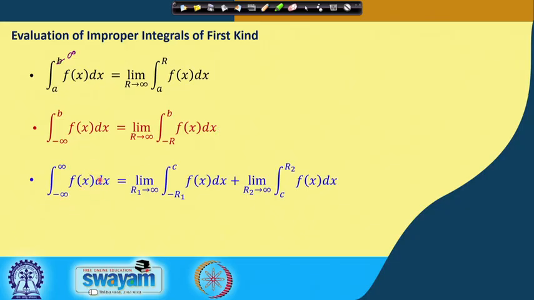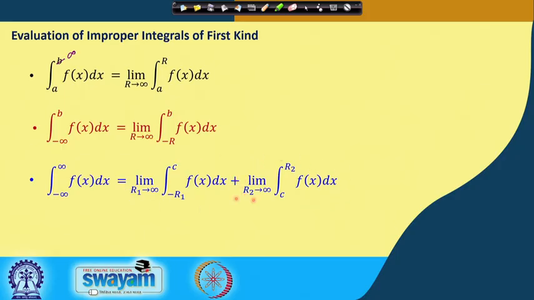So, if we have again a first kind integral, but with both limits, minus infinity and plus infinity, what will we do? We will break this integral into two parts. One we will take as the limit as r1 goes to infinity. So, here we have replaced the minus infinity by minus r1, and for the other we have replaced the plus infinity by r2, and we have taken r1 to infinity and r2 to infinity.